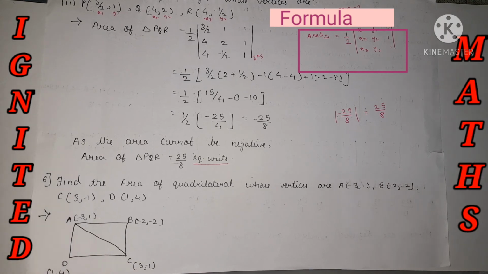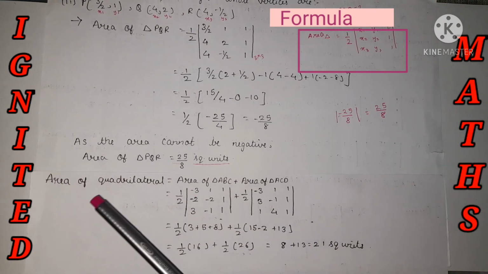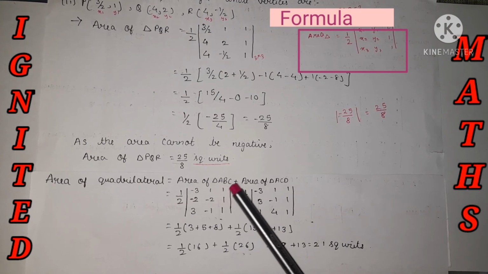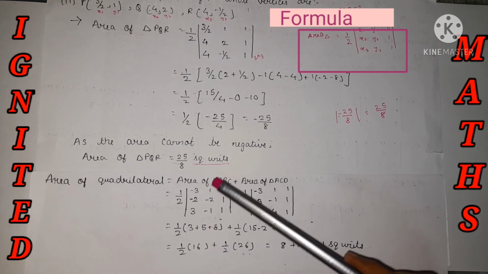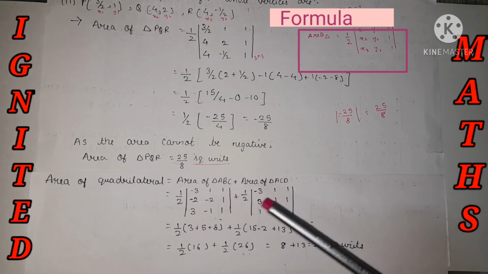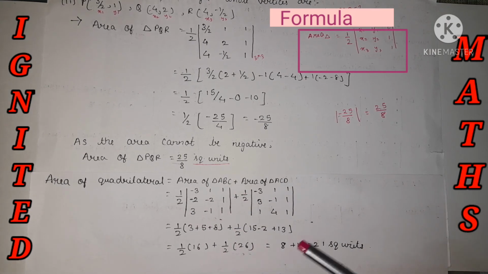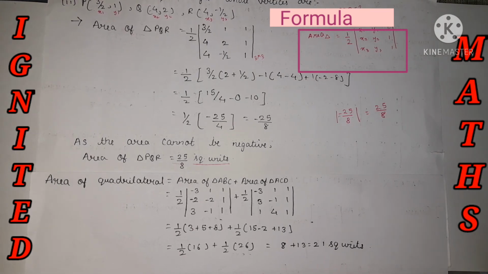Here is the solution for it. Area of the quadrilateral is equal to area of triangle ABC plus area of triangle ACD. As previously we have done for the area of a triangle, the same procedure we need to apply both times, and if we sum both values, we get the answer, which is 21 square units. This is how we need to find the area of the quadrilateral.